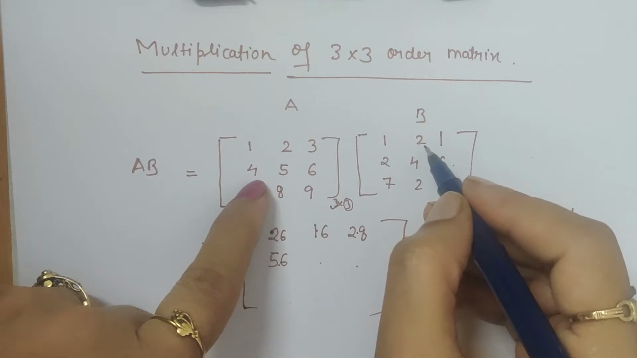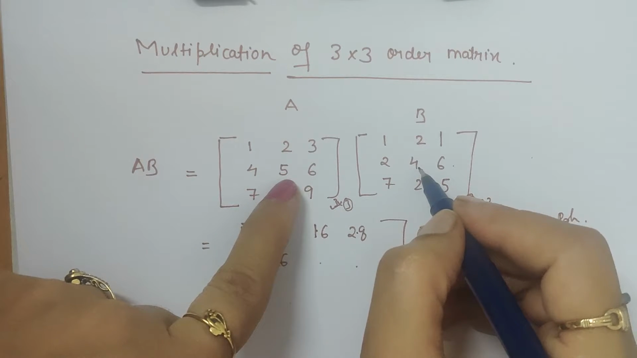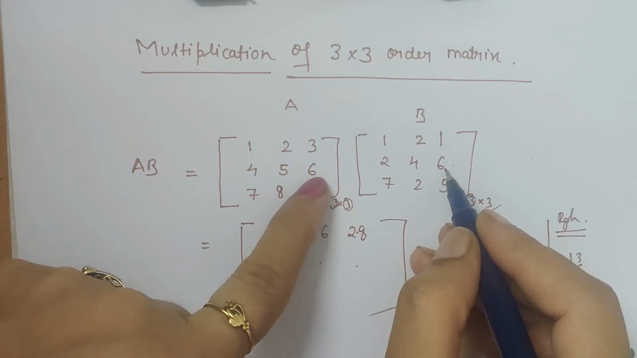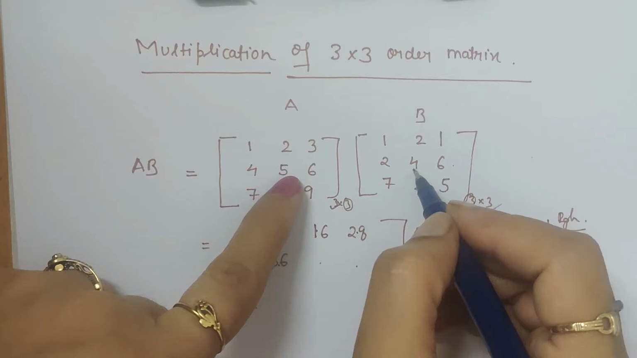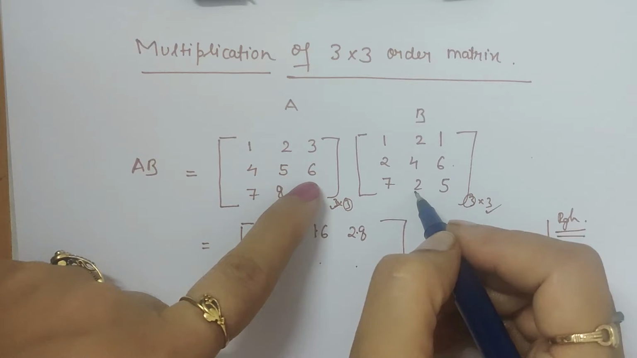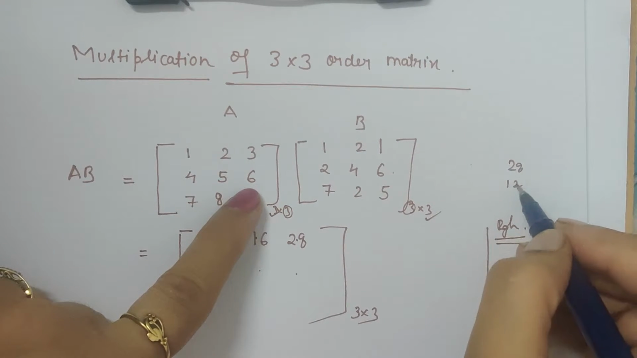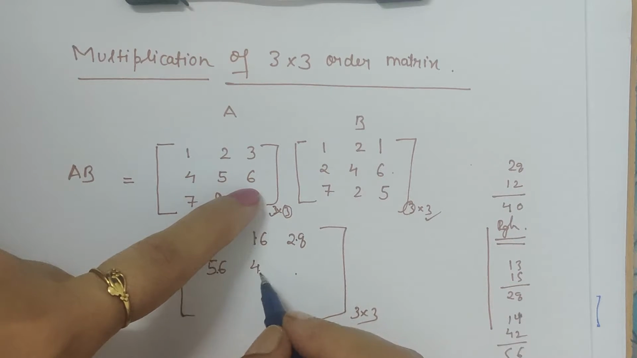Next is 4 2s are 8, plus 20. 20 plus 8 is 28. Let me do it again. 4 2s are 8, plus 4 5s are 20. 20 plus 8 is 28. 28 plus 12 gives 40. So here the answer is 40.